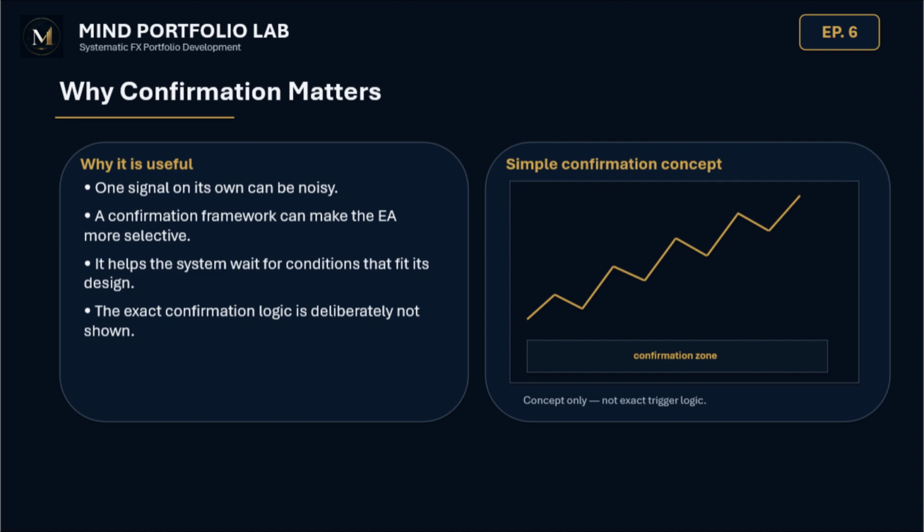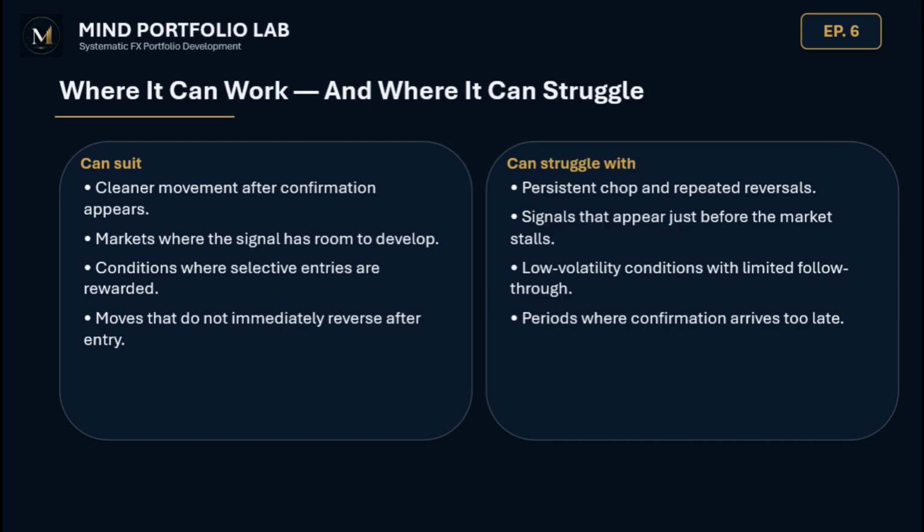That also means I do not expect it to have a smooth or constant contribution every week. Some systems trade frequently and produce lots of small outcomes. Other systems are more selective and rely on fewer trades doing more work. This EA is closer to that second category. The market conditions matter a lot.